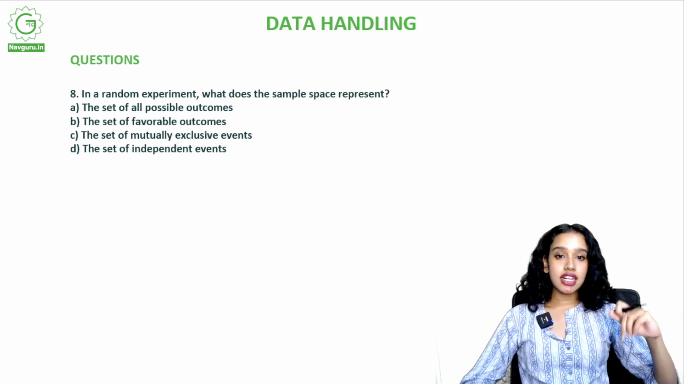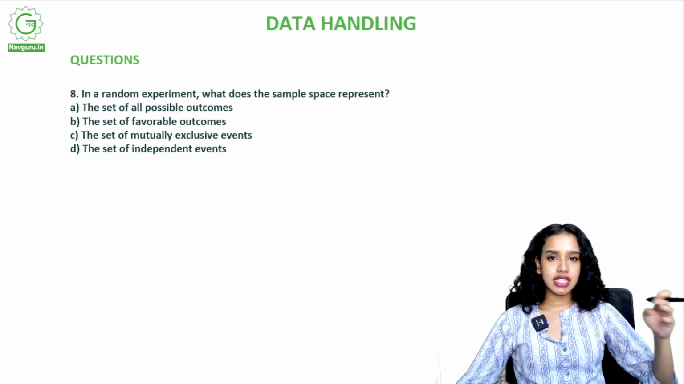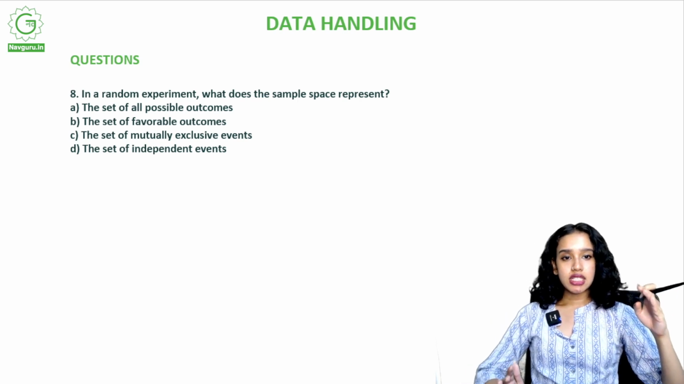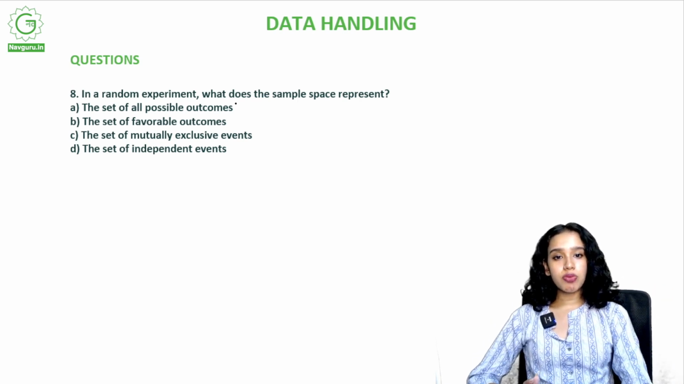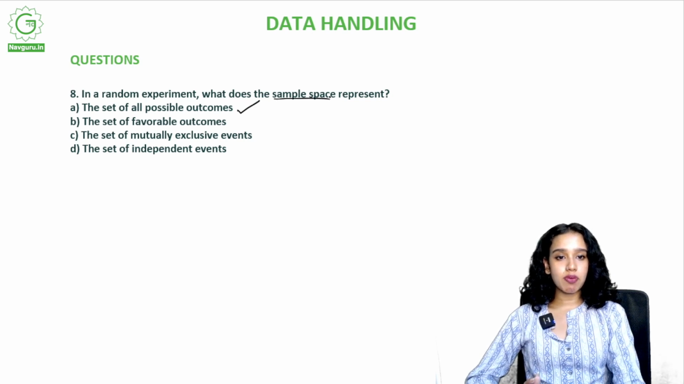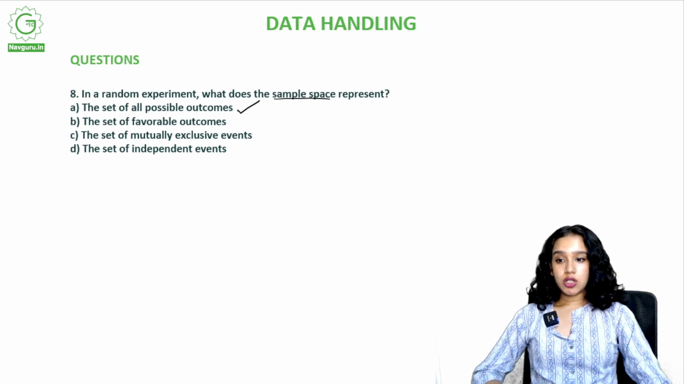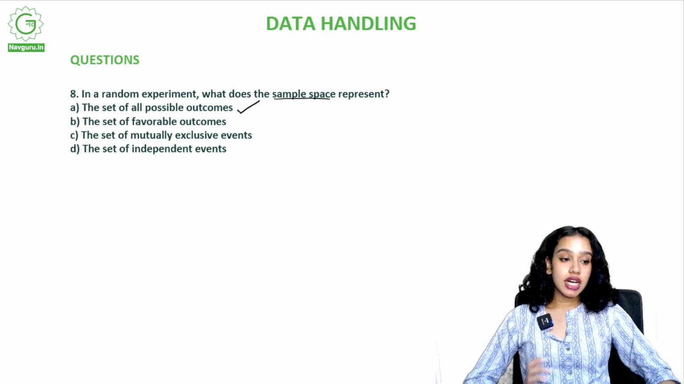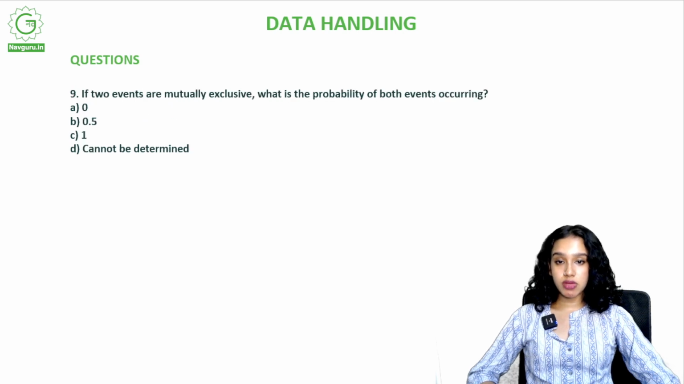Now, in a random experiment, what does the sample space represent? When we are conducting an experiment, there would be a set of all possible outcomes, right? So the set of all possible outcomes is known as the sample space in a random experiment. Now, what is a random experiment first of all? A random experiment is where we have more than one possible outcome. So in a random experiment, the sample space represents the set of all possible outcomes.